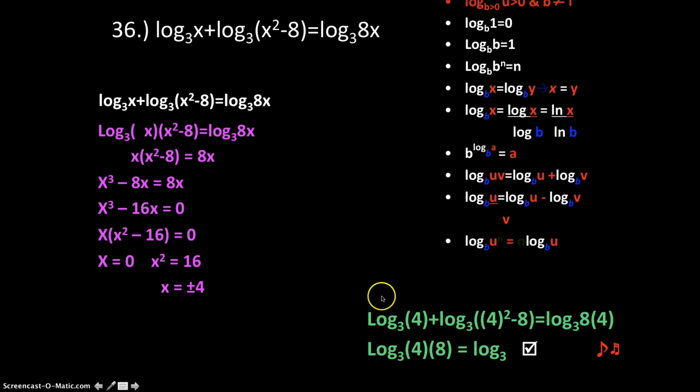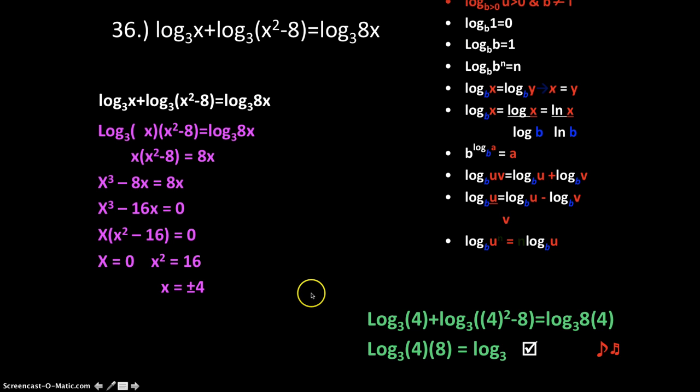Now you'll notice over here I've already checked the 4. I've plugged the 4 into the original equation. You don't want to plug it into anything besides the original equation. And when checking it, it comes out as log 32 equals log 32. That 8 times 4 should be down here. So that tells me that checks.